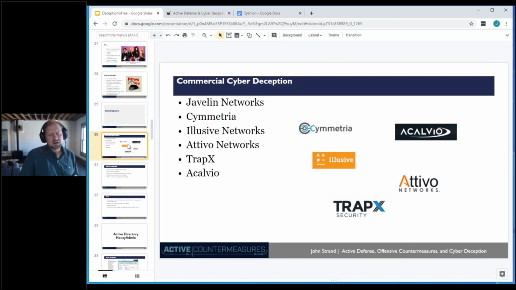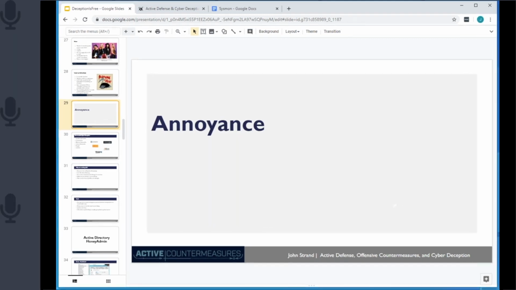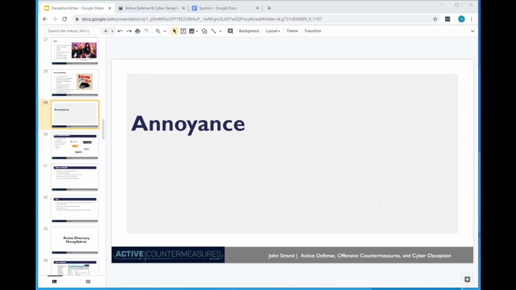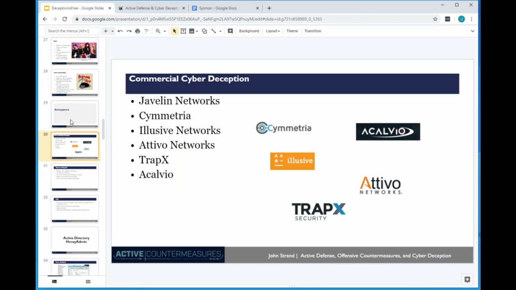So let's move on and let's talk about annoyance. Now, the goal and objective of annoyance is to basically increase the work effort that an attacker has to go through to successfully break into your environment. Now, one of the things that's really frustrating with that is many organizations, whenever they think about cyber deception, they ultimately go straight to honeypots. And honeypots were the rage a long time ago of creating operating systems that are hackable and then allowing that attacker to try to break into your honeypot.